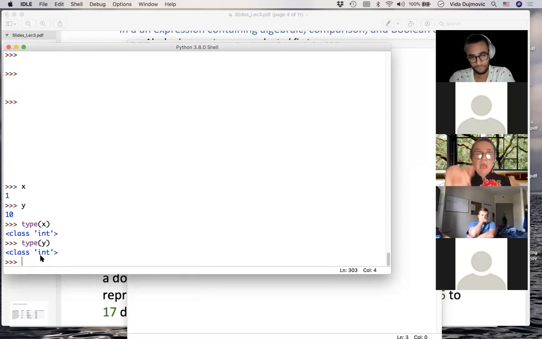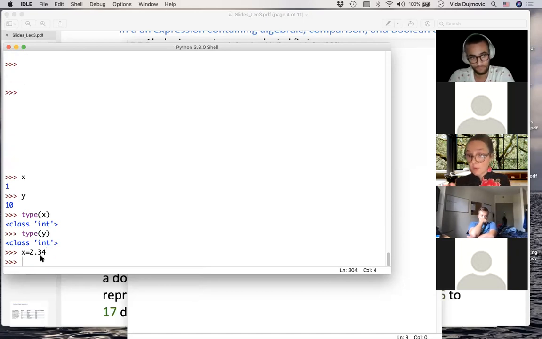Okay, but now I can say, oh, actually I changed my mind. X is going to be 2.34. All right, there's no problem here. Again, those who didn't program before, they think, okay, sure, that sounds great, why not? But actually, this is not possible in other programming languages, well, these typed programming languages like Java and C.